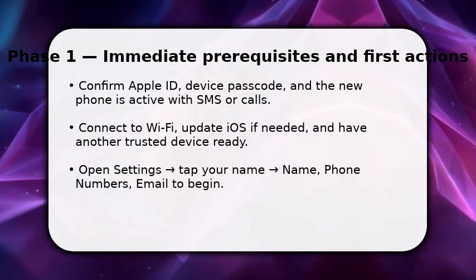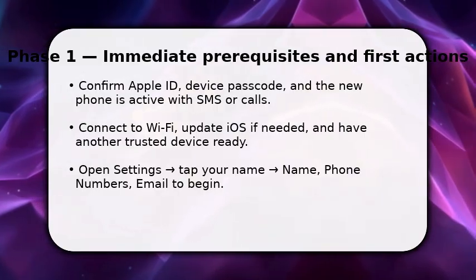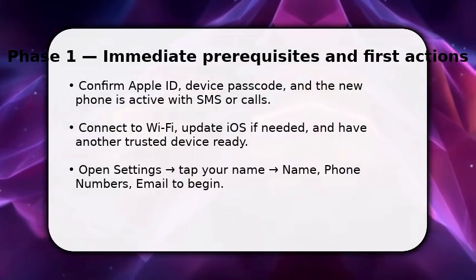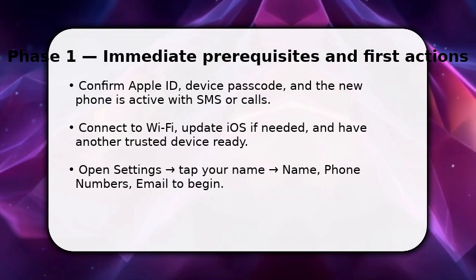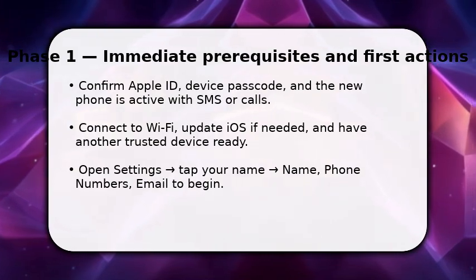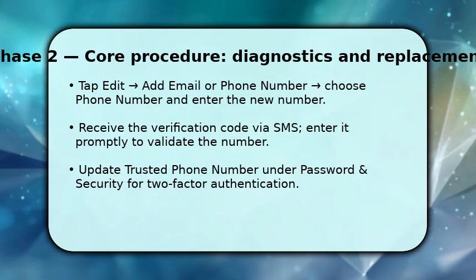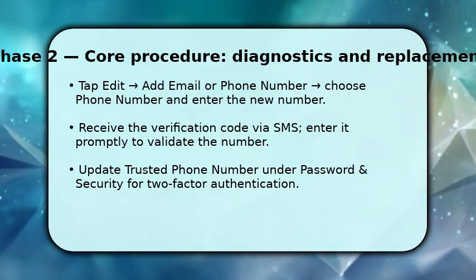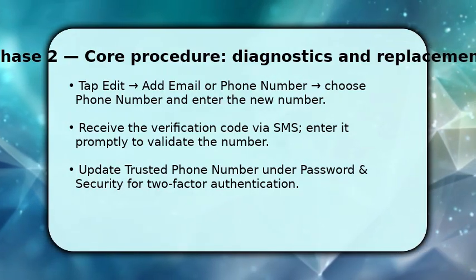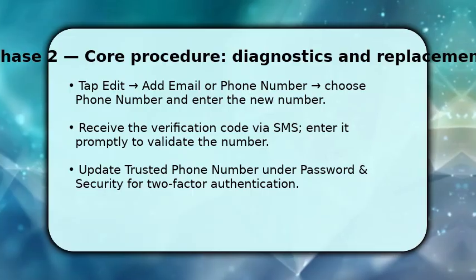This step changes the reachable contact for iCloud and verification, so do it from a trusted, secure device to avoid lockouts. Now add the new number under Reachable at, tap Edit, choose Add Phone Number, and type it exactly with country code. Once you submit, Apple sends a verification code. Enter that code immediately because it expires.